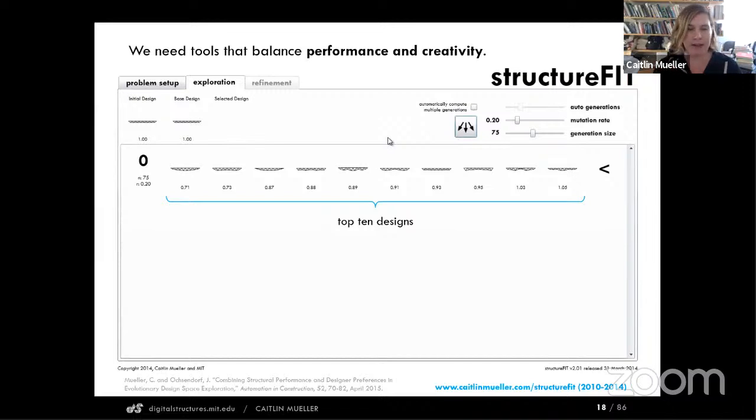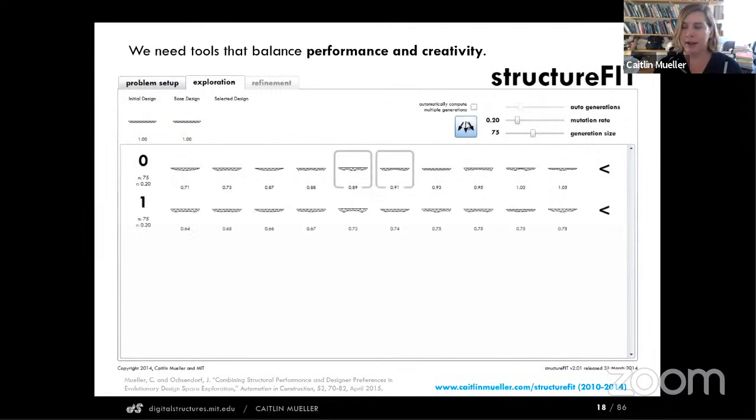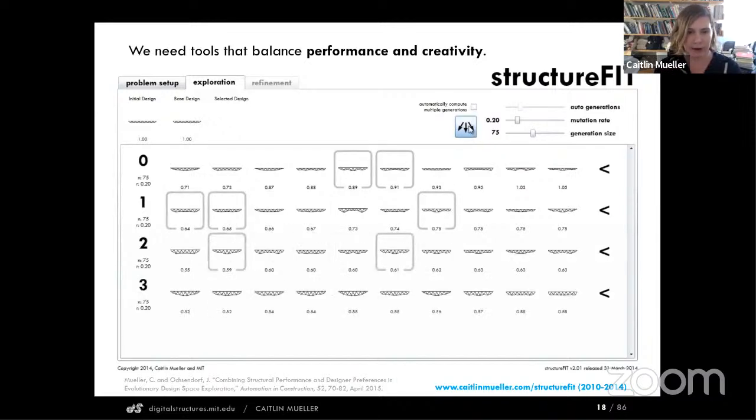And then we as designers can see how they perform. The number represents performance. A lower number is better. It's normalized. So less than 1 means it uses less material than the original design. And then we can interact with this by choosing the designs we find most interesting. And then this back end algorithmically recombines them and presents new options for us.